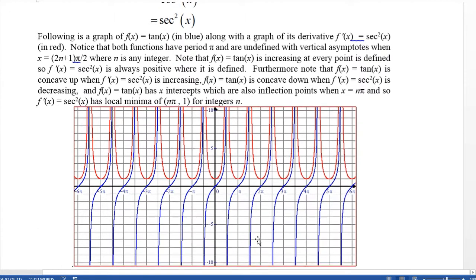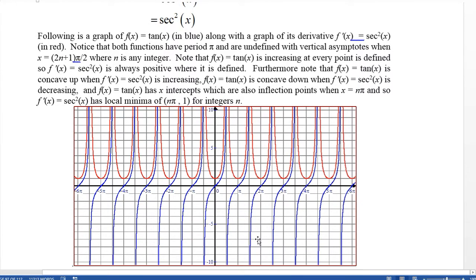Now here are the graphs. The original function in blue is tangent of x, and its derivative is in red, which is secant squared of x. Notice that secant squared of x, of course being a square, is always going to be positive, or, well, not even 0, just strictly positive in this case, which means that everywhere the tangent is defined, the derivative is also defined there, which is secant squared. So the tangent is continuous where it's defined, but it does have these discontinuities where we have the vertical asymptotes.